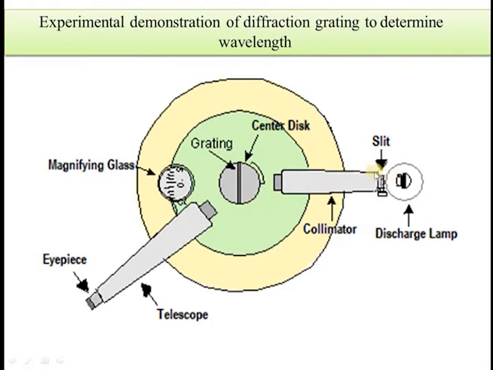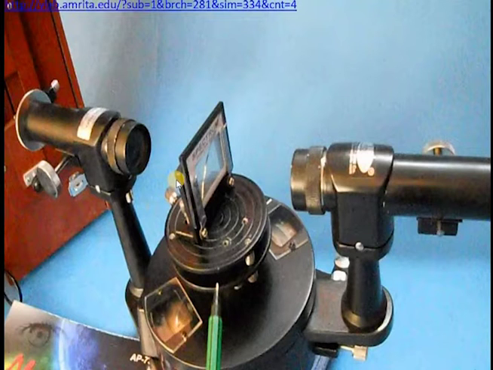First we have to keep the collimator, adjust the width of the slit, and bring this telescope into position. Here there will be a source of light, here the collimator, this is the telescope, and our grating is placed here. First we shouldn't place the grating. Without the grating, you check whether you can see the slit. Then what you have to do?